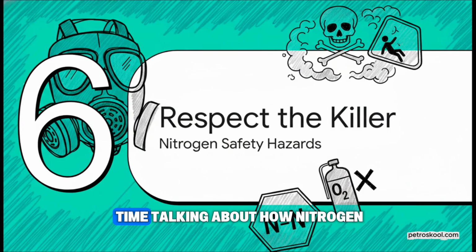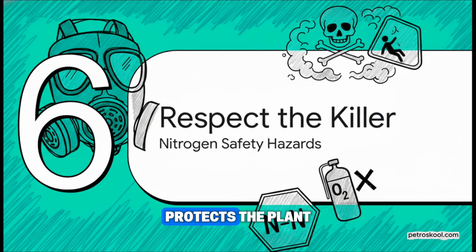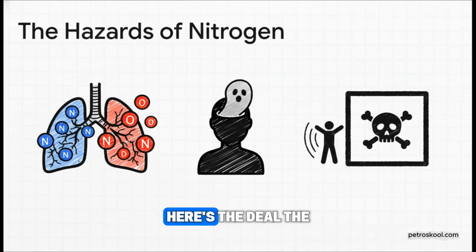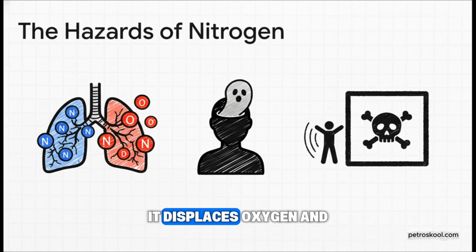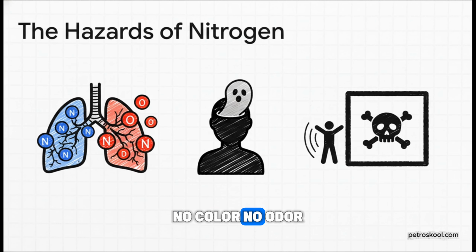We've spent a lot of time talking about how nitrogen protects the plant, but now we need to talk about something just as important: how you protect yourself from nitrogen. And we have to treat this topic with the absolute gravity it deserves. Here's the deal. The very thing that makes nitrogen so useful is also what makes it so incredibly dangerous. It displaces oxygen, and it gives you no warning at all. No color, no odor, no taste. You have no idea it's there.